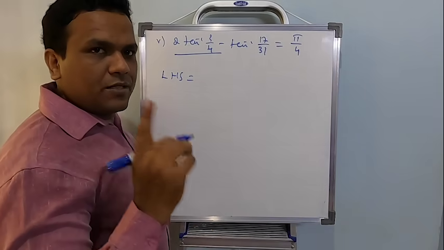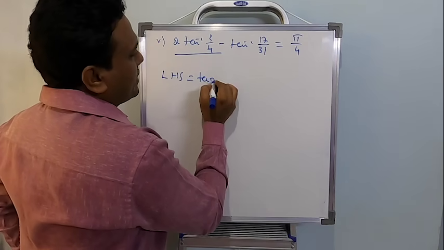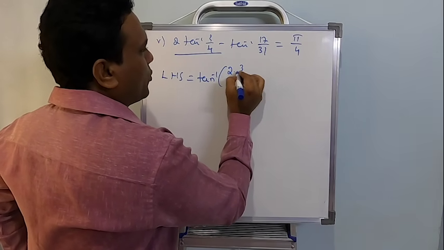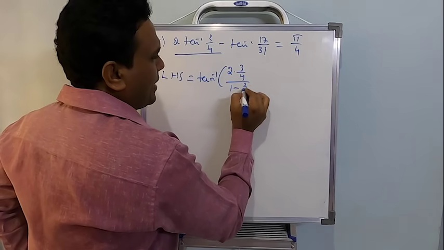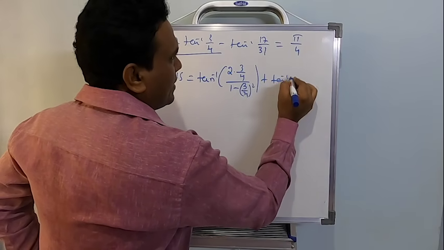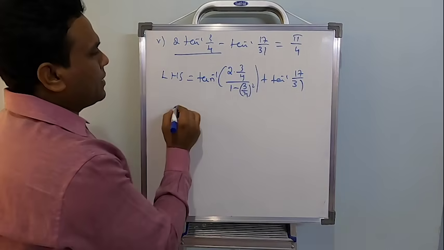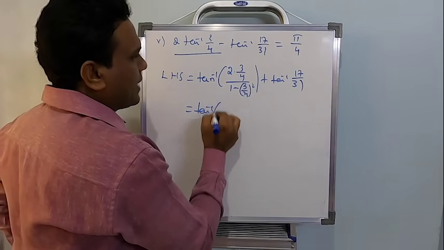So in the LHS, notice the first term, 2 tan inverse x. 2 tan inverse x can be written as tan inverse of 2x by 1 minus x square. Use the formula. Let's retain this tan inverse 17 by 31. Fine. So this can be written as tan inverse.